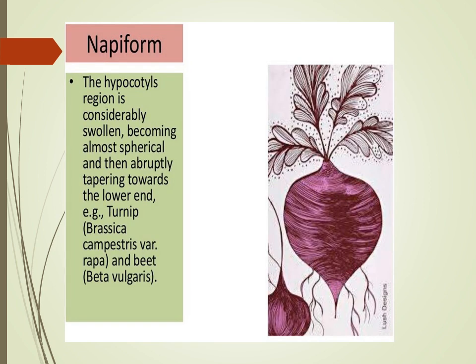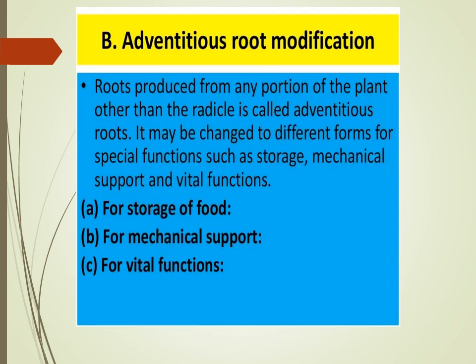The third one is napiform. The hypocotyl region is considerably swollen, becoming almost spherical and then abruptly tapering towards the lower end. An example for this is, we all know, beetroot. Let's move on to the adventitious root modifications. Roots produced from any portion of the plant other than the radicle are called adventitious roots. They may be changed to different forms for special functions such as storage, mechanical support, and vital functions.